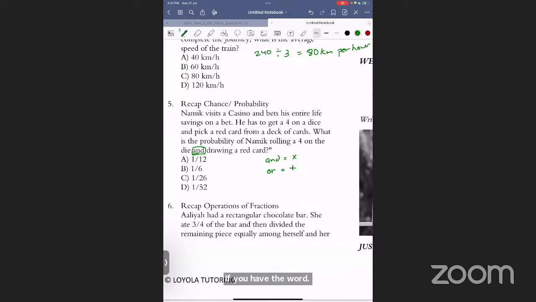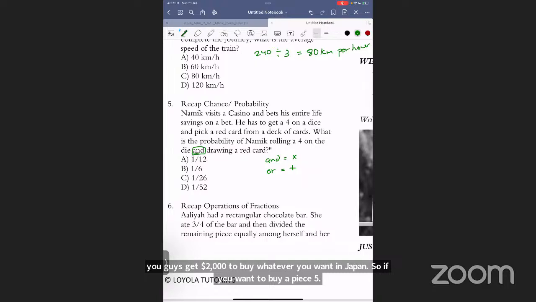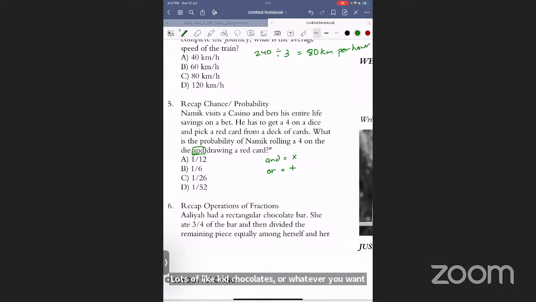And the way to think about it is, I always use a funny sort of example. So imagine your mom and dad promise to take you guys on a vacation to Japan, and you guys get $2,000 to buy whatever you want in Japan. So if you want to buy a PS5, or lots of Kit Kat chocolates or whatever you want, they'll buy whatever you want for $2,000, right?